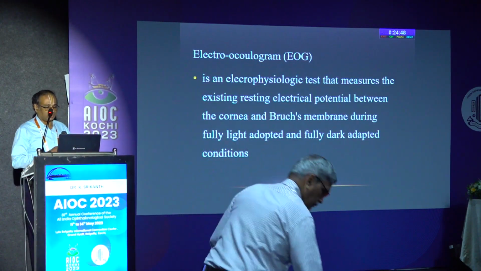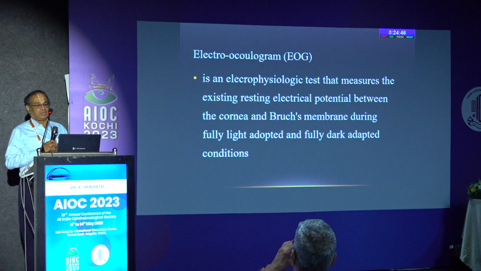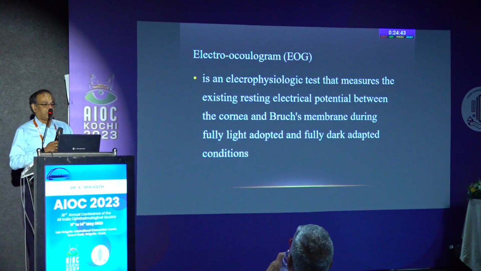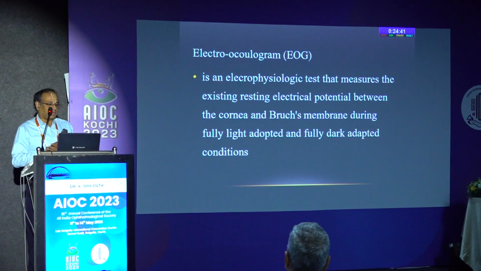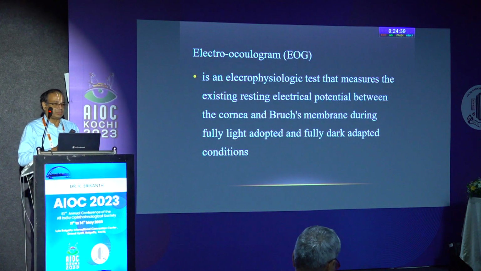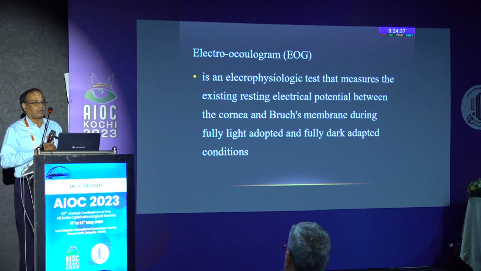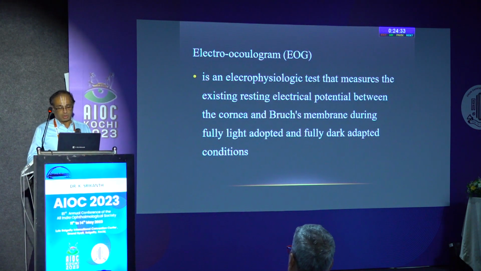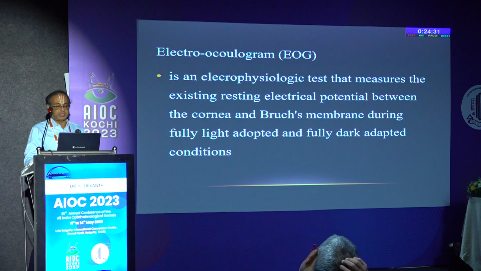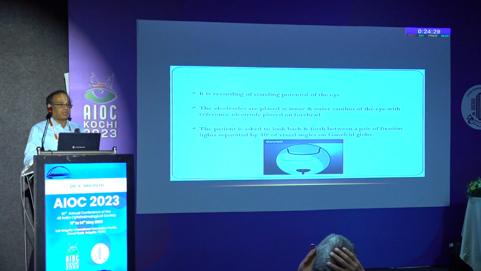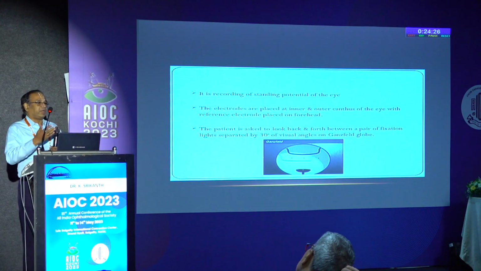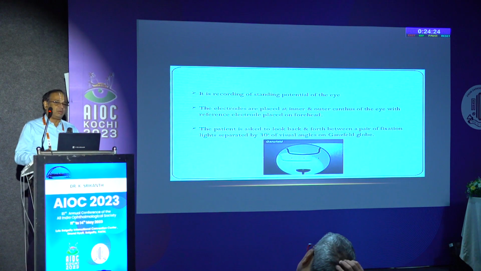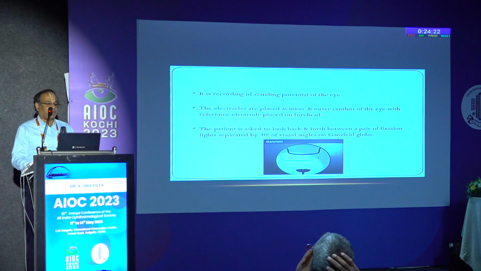So after seeing ERG, we come to another mass response. It is another electrophysiological test that measures the resting potential between the cornea and Bruch's membrane during the light adapted and also in the fully dark adapted state. So basically we are recording the positive and negative potentials between the anterior and posterior part.